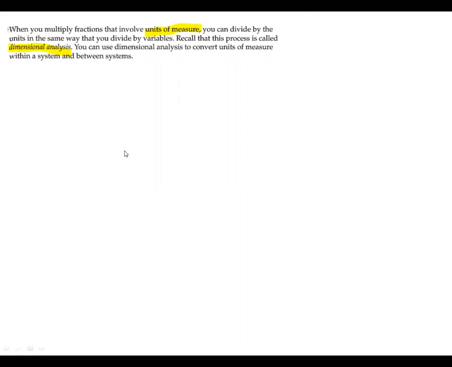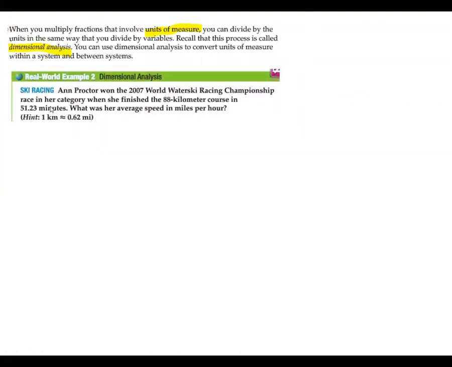Okay, so when you multiply fractions that involve units of measure, you can divide by the units in the same way you divide by variables. Recall that this process is what we call dimensional analysis. You can use dimensional analysis to convert units of measure within a system and between systems, as long as you know the conversions. So Ann Proctor won the 2007 World Water Ski Racing Championship race in her category when she finished the 88-kilometer course in 51.23 minutes. What is her average speed in miles per hour?